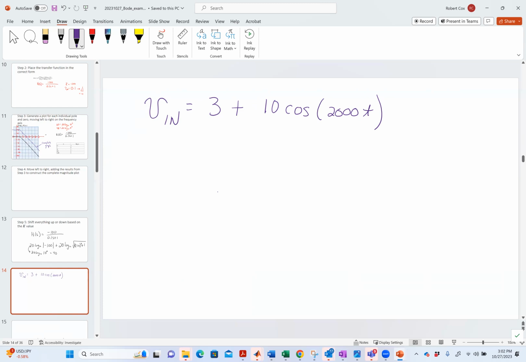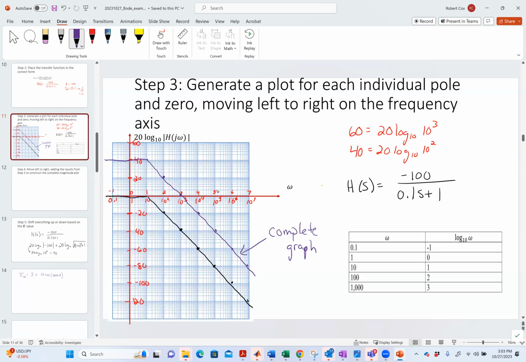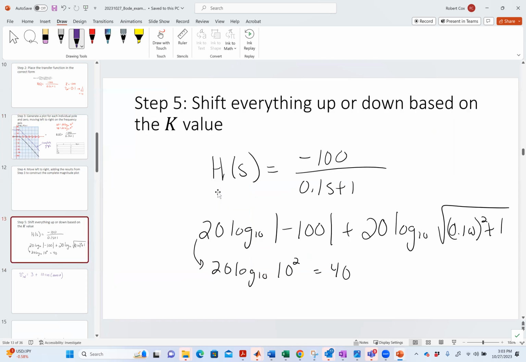Question: when we shift the graph up, do we only shift the pole? No, you shift the whole graph. In this case, the graph is only one pole, right? But if I had two poles, I'd add them up and then I'd shift the whole thing. That's what we did in lecture, and that's what we'll do in the next example too. This one's confusing because it just has the one.